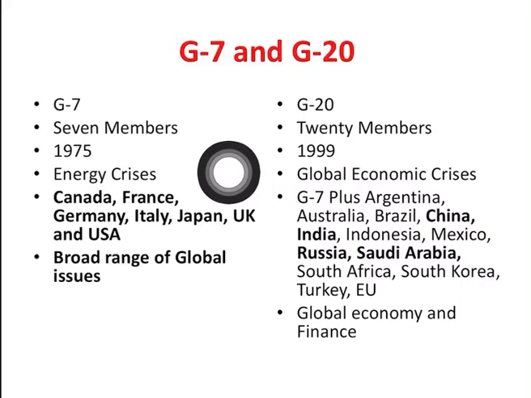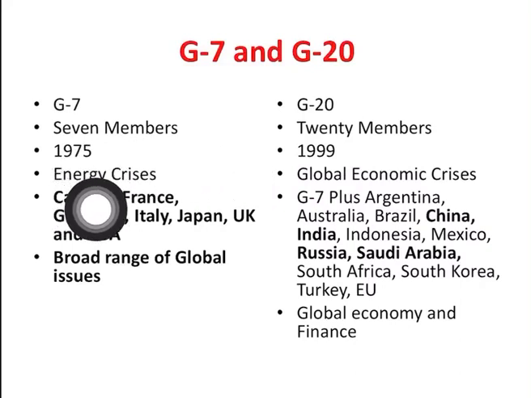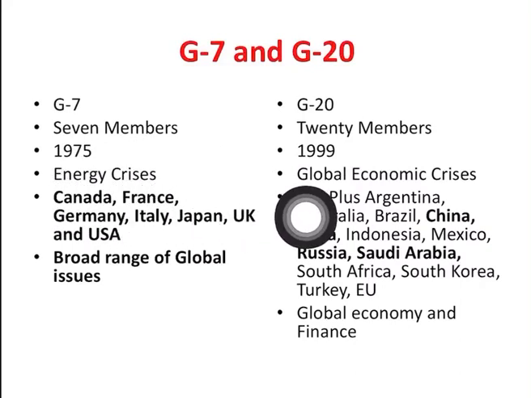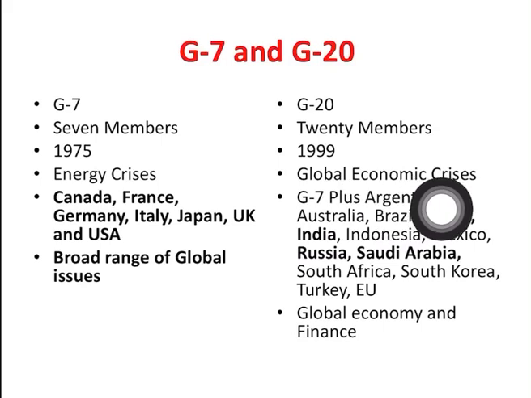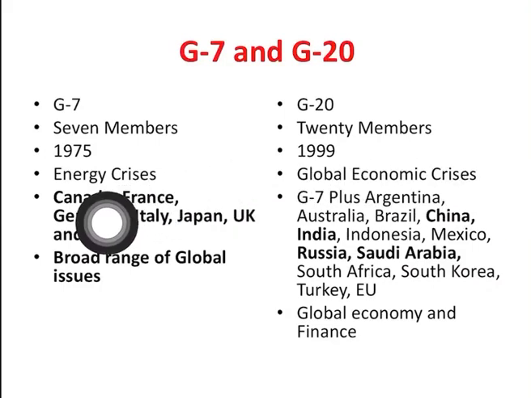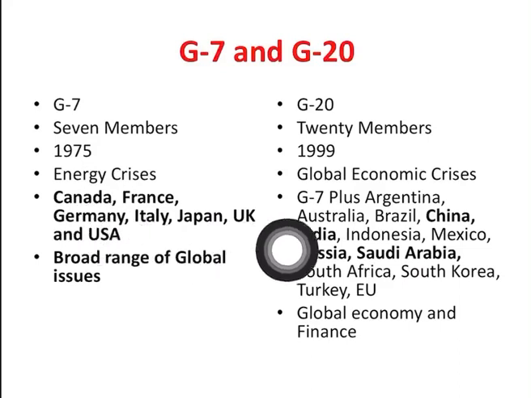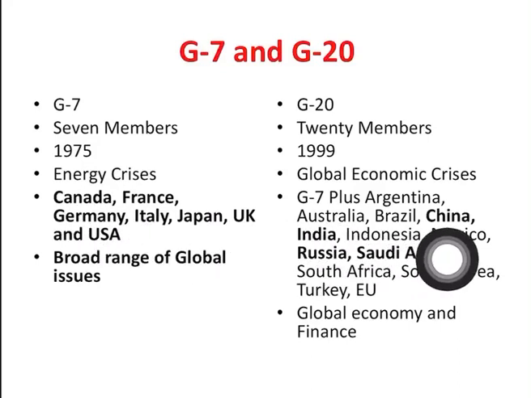Now what was the trigger event? In 1975 the trigger event was the energy crisis. In 1999 the trigger event was the global economic crisis. Basically the Asian financial crisis of 1997 was the trigger event for the foundation of G20. Now, these are the member countries in G7. Apart from G7, other countries like China, India, Russia, Saudi Arabia are also part of G20.